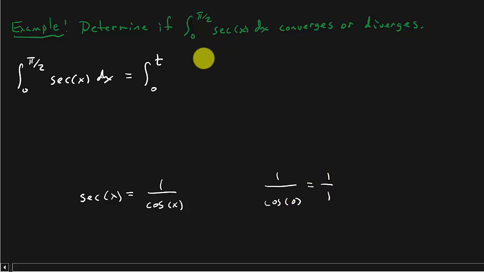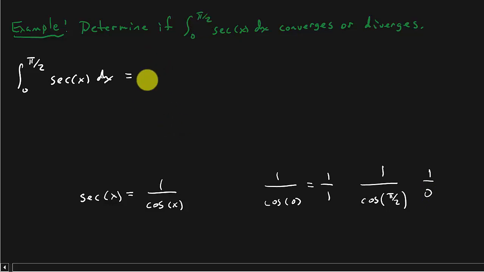Secant is not undefined at 0. But if we do 1 over cosine of pi over 2, remember, pi over 2 is 90 degrees. Cosine of pi over 2 is 0. So that gives us 1 over 0. So it's undefined at pi over 2.